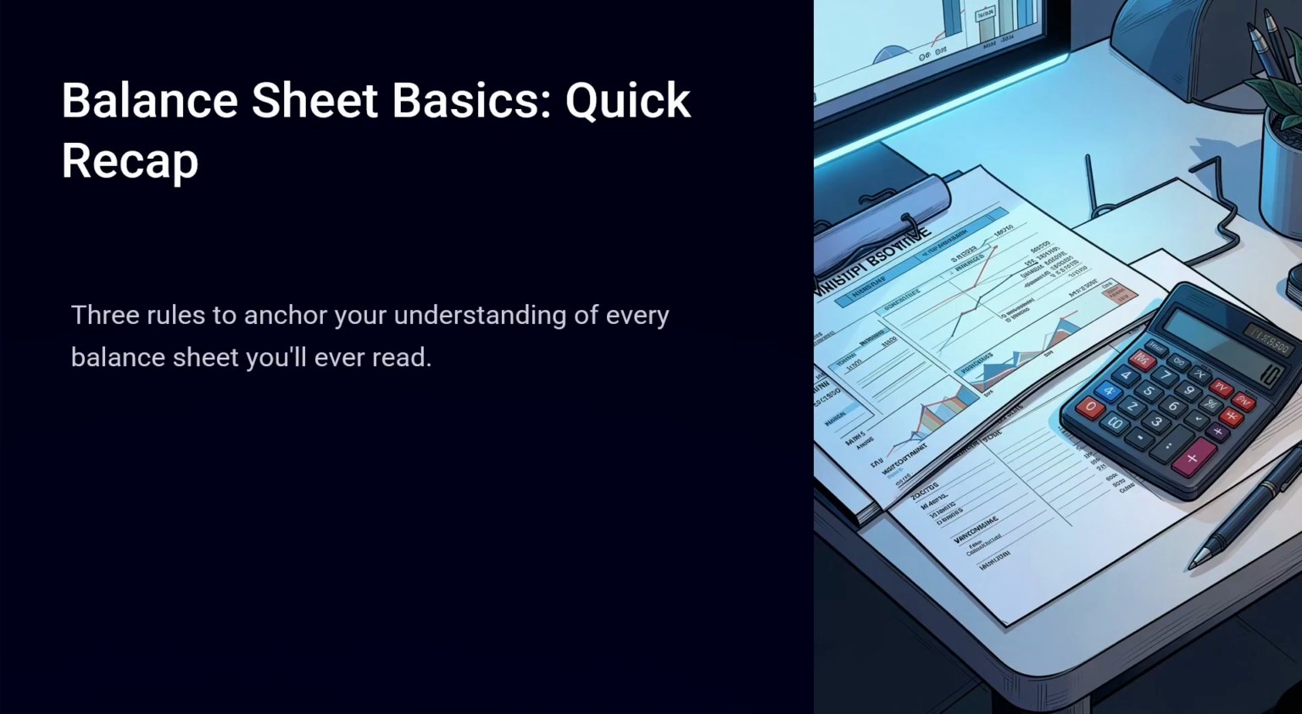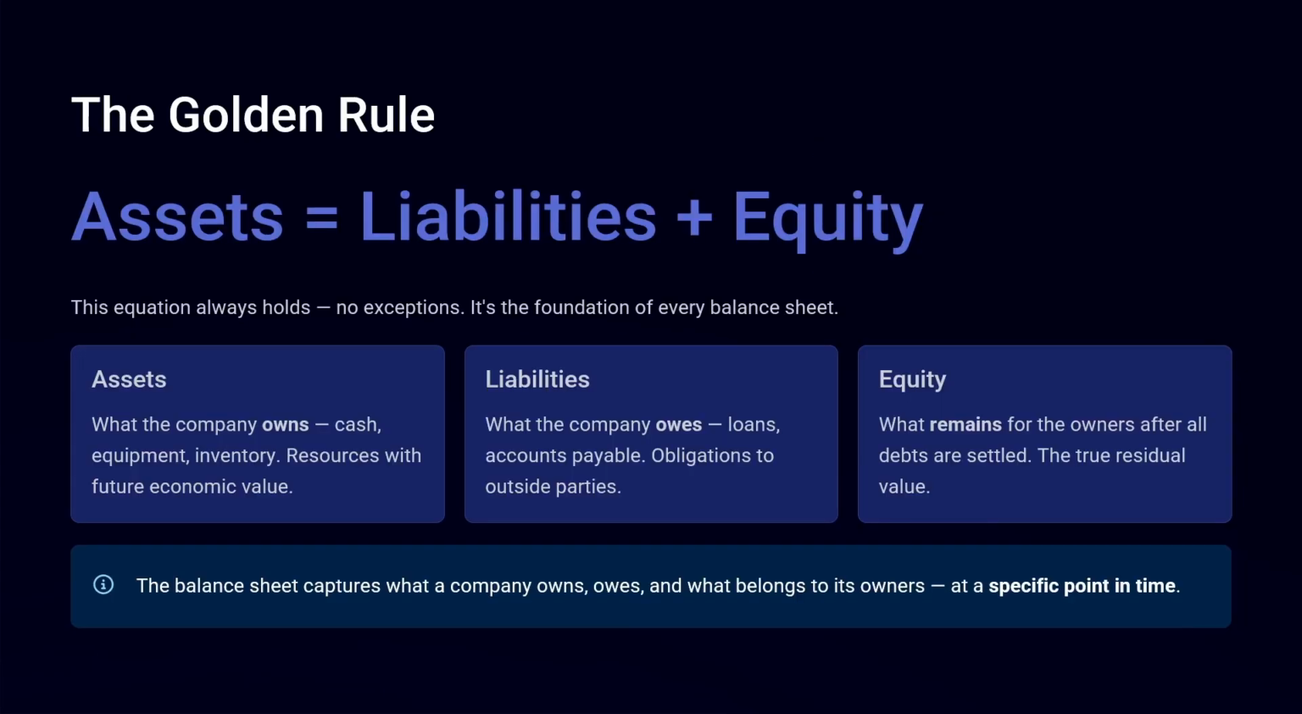We covered a lot today. Let's make a quick balance sheet basics recap. 3 rules to anchor your understanding of every balance sheet you will ever read. First, the golden rule. Assets equals liabilities plus equity. Always. This equation always holds. No exceptions. It's the foundation of every balance sheet.